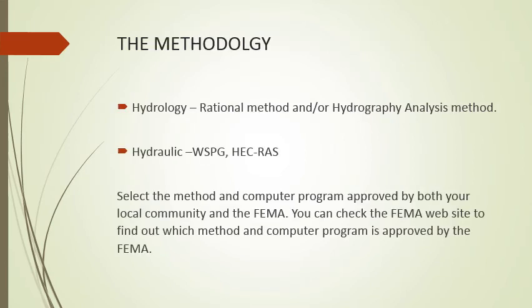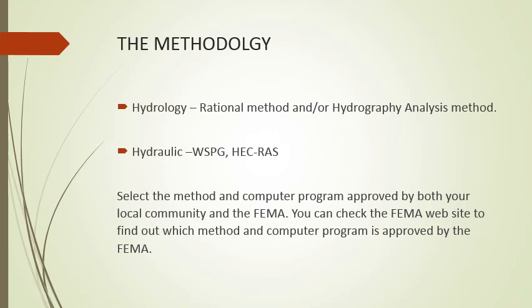The methodology. For a small area, both in acreage and flow length, you only need to use the rational method to generate peak discharge at both 100-year and 500-year frequency. Check with your local agency to see how they define the small area, and you will decide whether the rational method can be used or not. For a large area, the rational method cannot be used. You will need to use hydrograph analysis to find the peak flow.